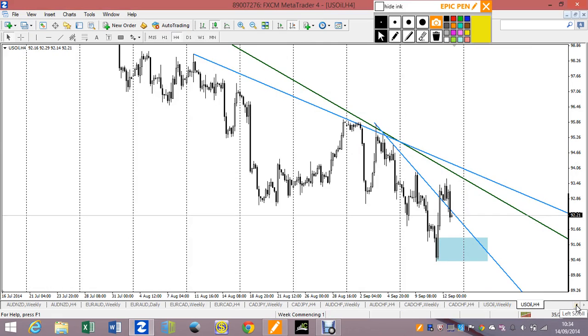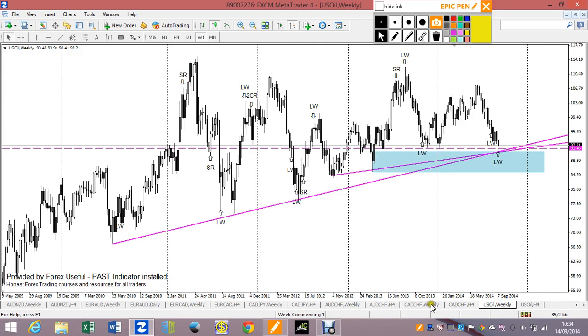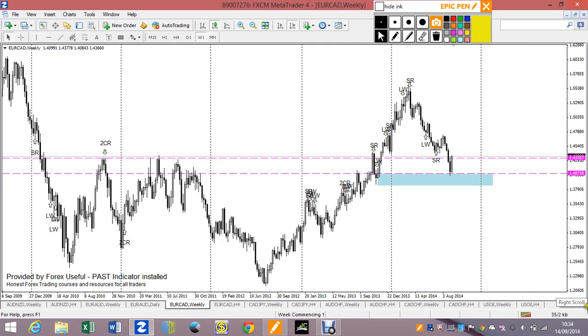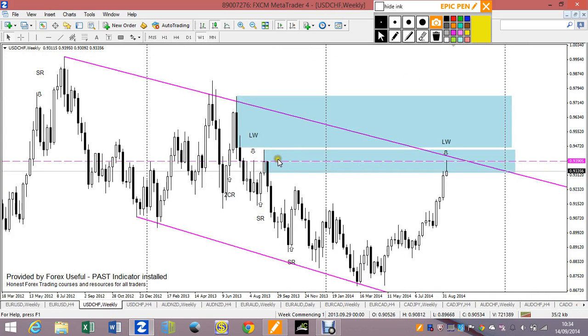So my favourites this week are US oil, EuroCAD, and Aussie Swiss.